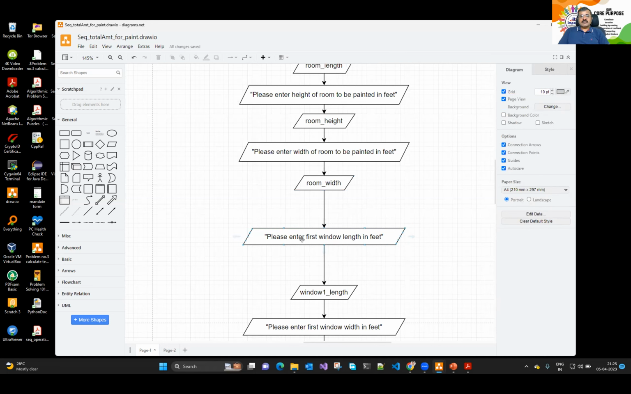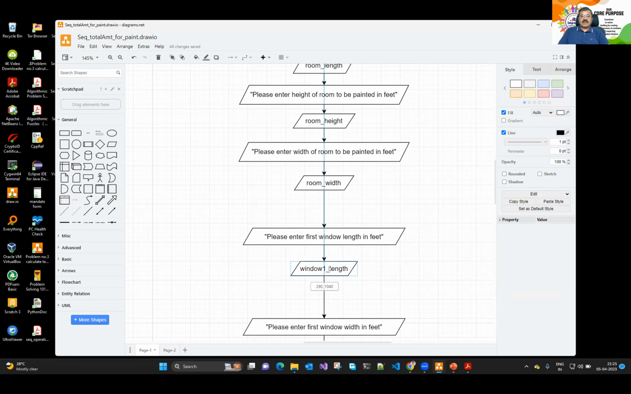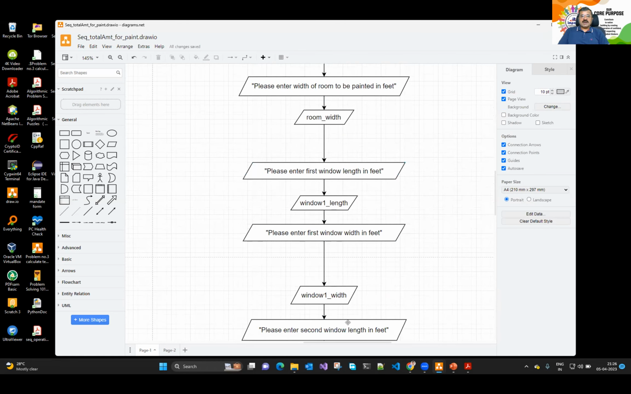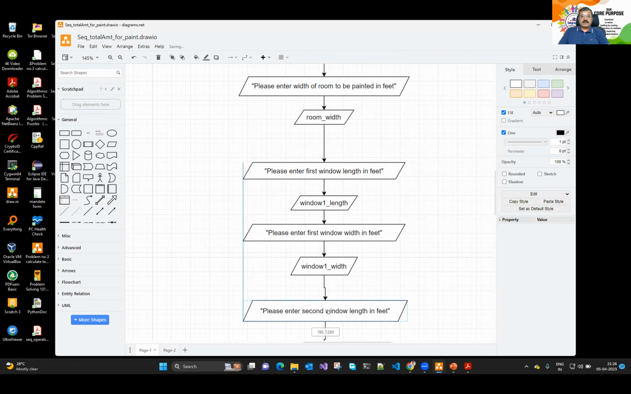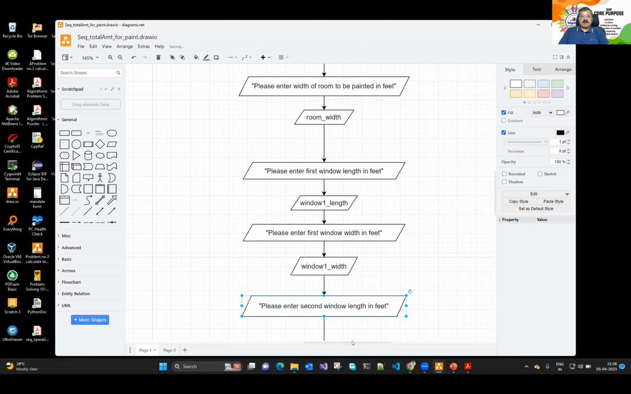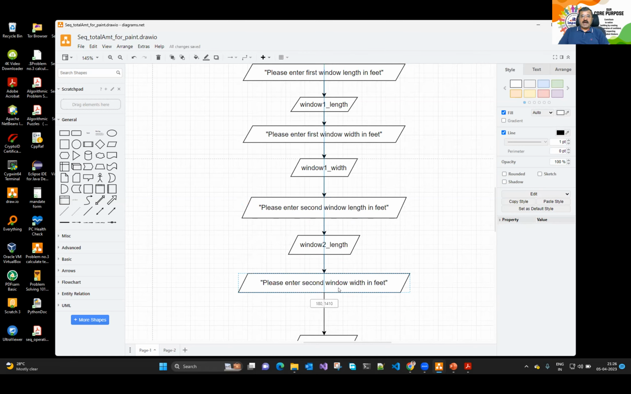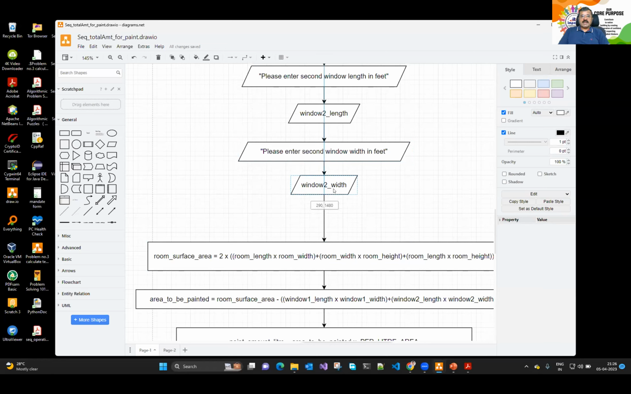Then she's asking to enter the first window's length in feet. Okay, and then window 1 ka length. Then she's accepting window first ka, enter the first window width in feet. So width has been accepted. Then second window ka length in feet. Window 2 ka length has been accepted. Second window ka height has been accepted. Then height has been accepted.